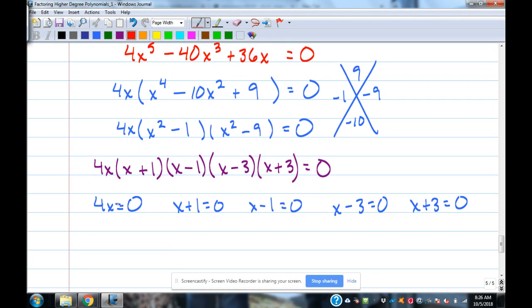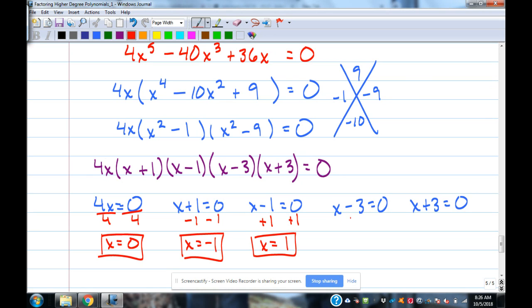What times 4 gives me 0? 0, right? There's one answer. Subtract 1. It's negative 1. There's 2 answers. There's the 3rd answer. 4th answer. 5th answer. Is this short? No. It's long. It's big polynomials. It takes a little bit. I'm not trying to paint the picture that it doesn't.